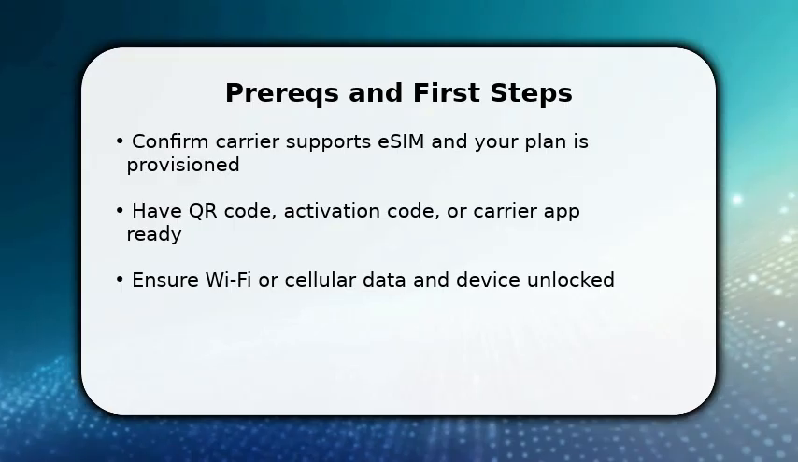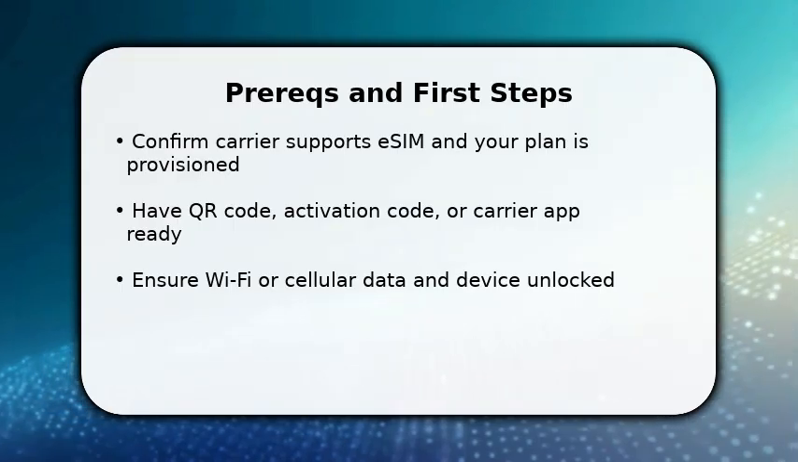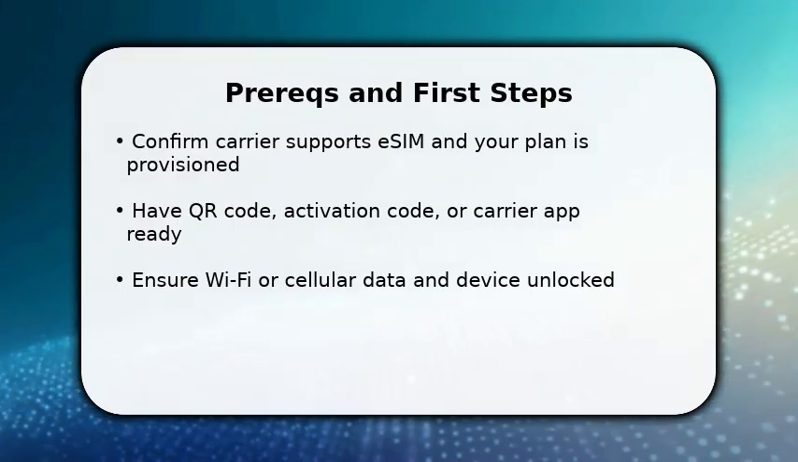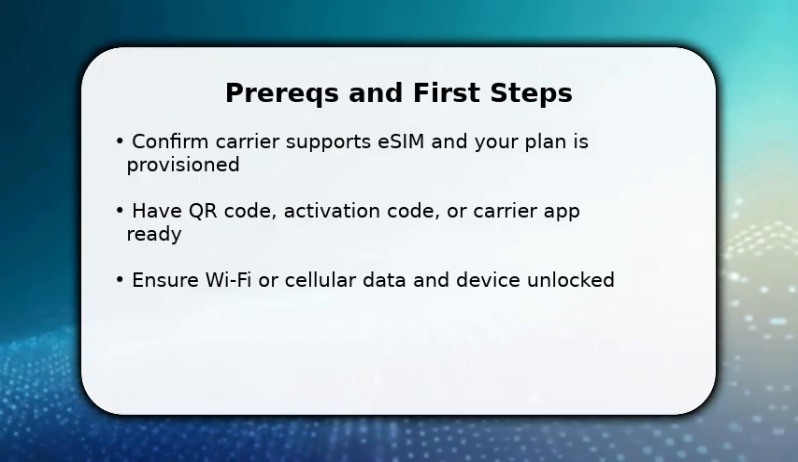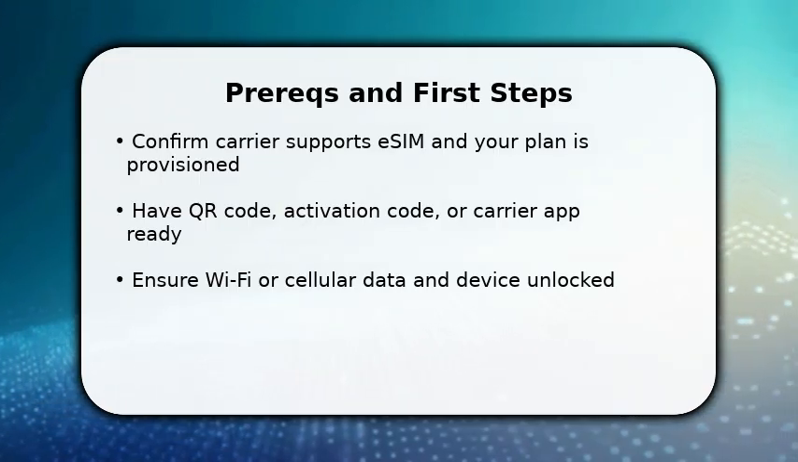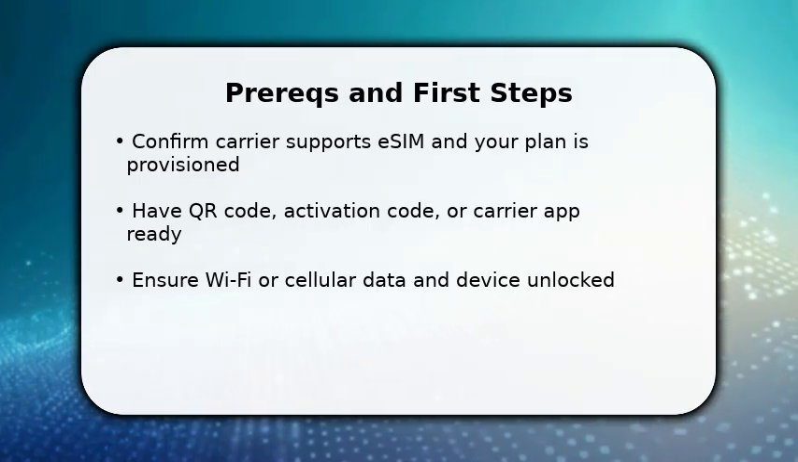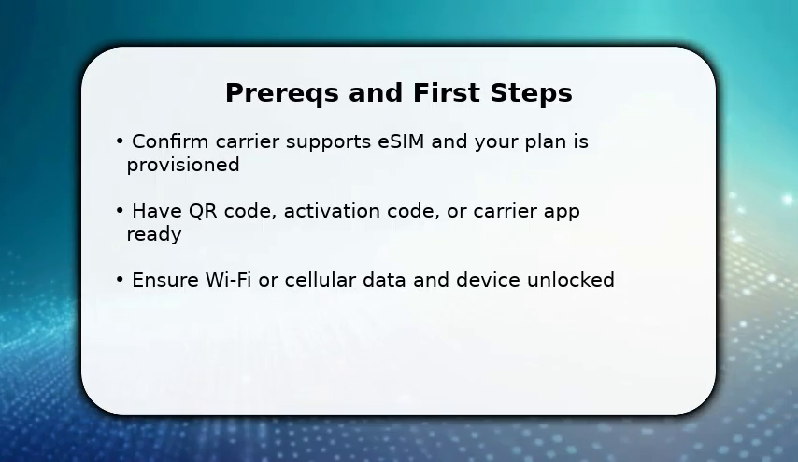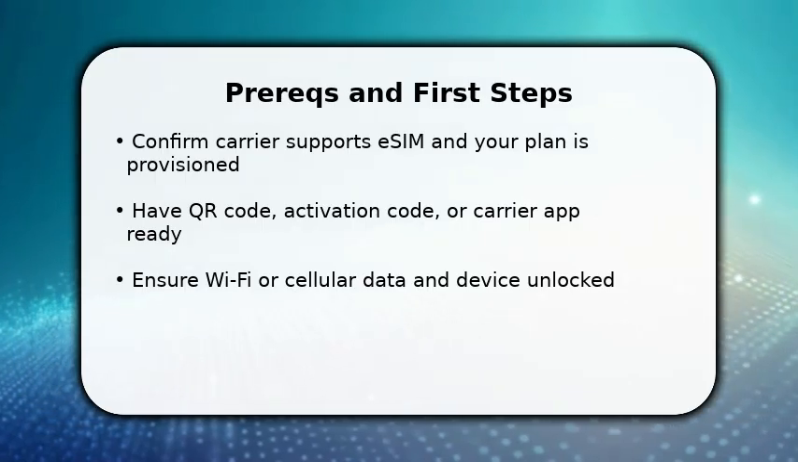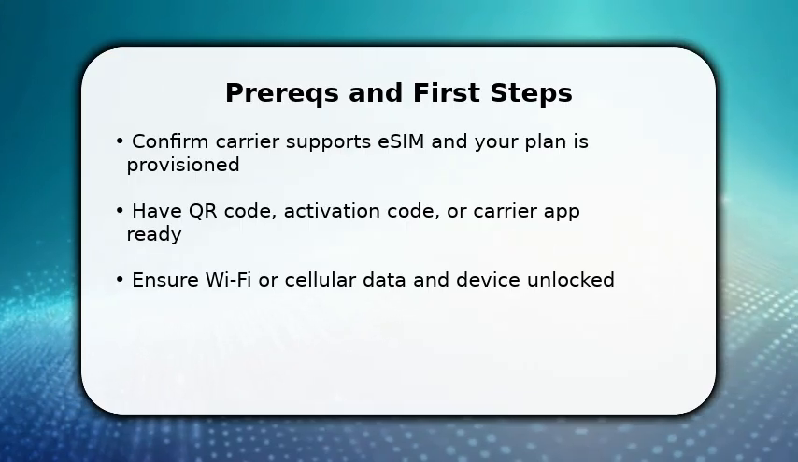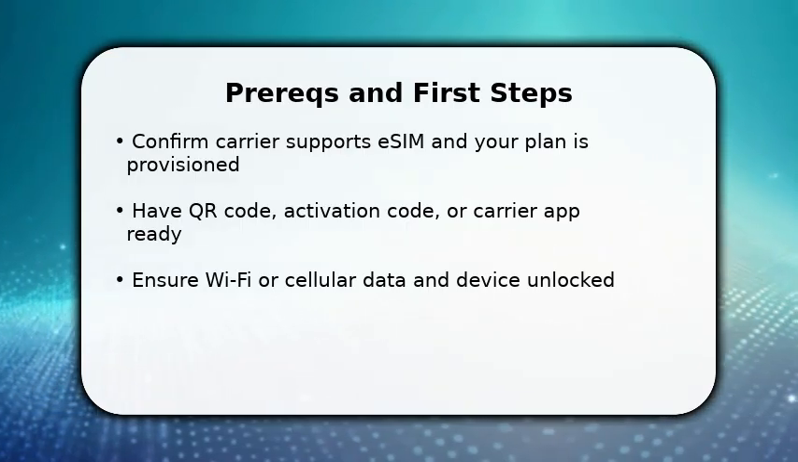You start by confirming the carrier supports eSIM on your exact device model and that the plan is provisioned. This prevents wasted steps. Next, open settings and locate cellular or mobile plans so you're ready. Scan the carrier QR code or copy the activation code into Add Cellular Plan or open the carrier app to begin enrollment. Make sure Wi-Fi or data is active.